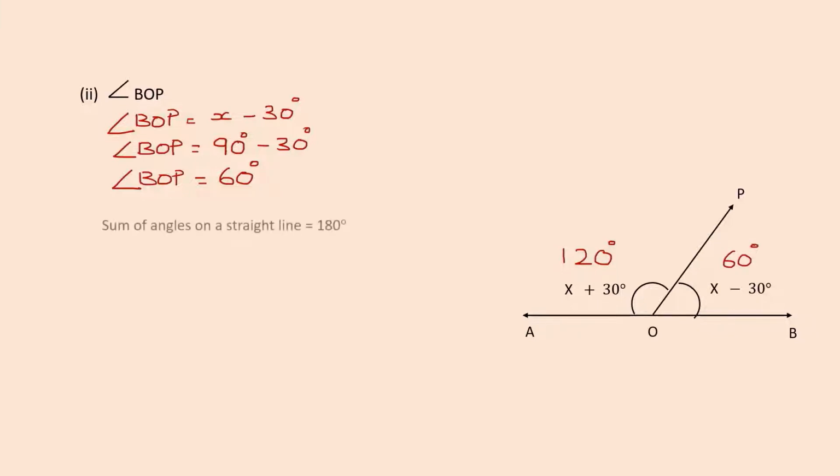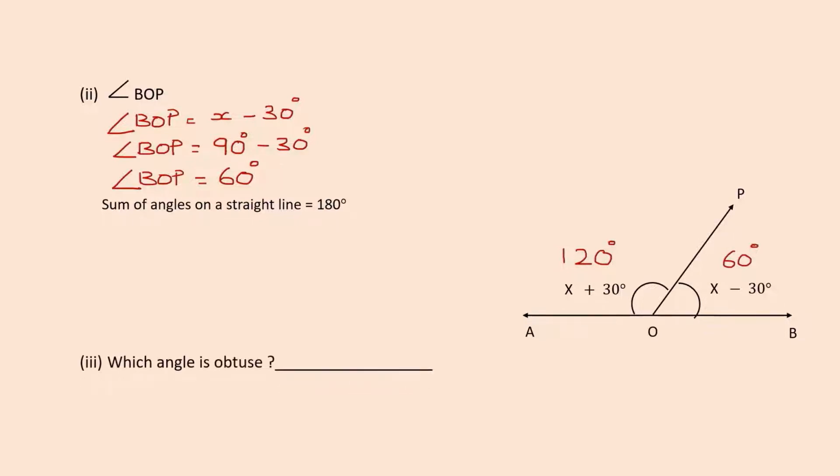Let's move to the next question. Keeping this in mind, sum of angles on a straight line is 180. We have worked this out. Now, which angle is obtuse here? There are two angles, 120 and 60 degrees. Which is obtuse? The obtuse angle is an angle that's more than 90 degrees. So that's 120 here, isn't it? That is angle AOP. So which is the obtuse angle? Angle AOP. Which angle is acute, less than 90? Angle BOP.